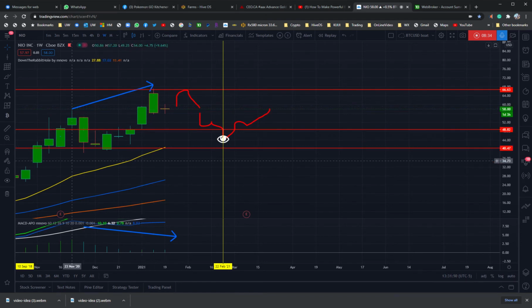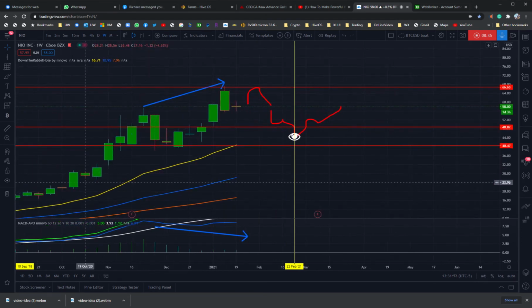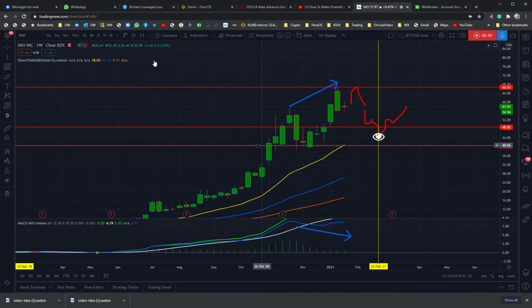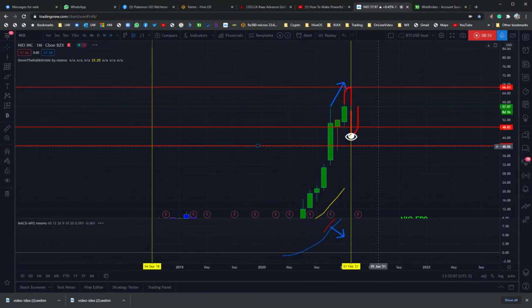So trying to find something like this, right? And then all of a sudden there's a run. Maybe it'll just play out here and then we'll do the rip back up. So let's forget about that.